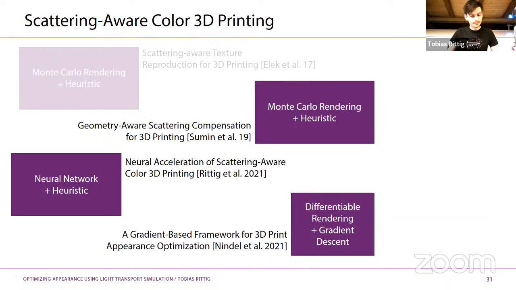So with that, I showed you Monte Carlo rendering as a forward model, as well as the neural network as a forward model, and the heuristic as a backwards step that is used for both of these methods. And I also showed you how to use the differentiable renderer and a normal gradient descent optimization in the appearance 3D printing space.